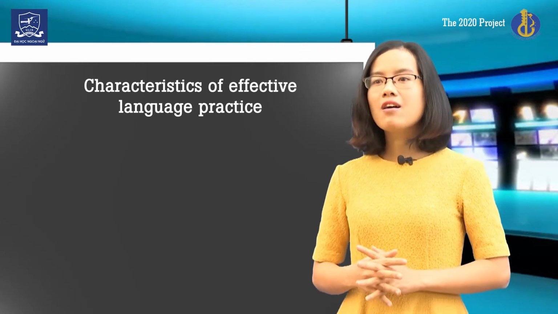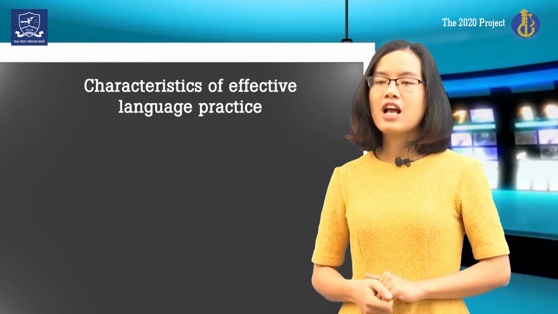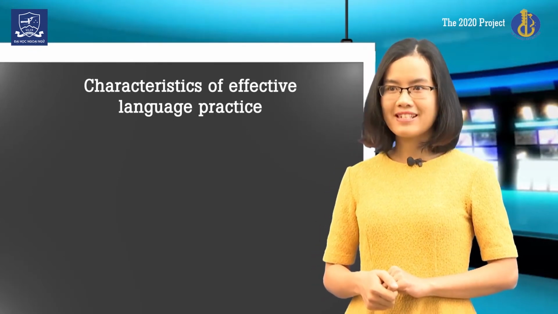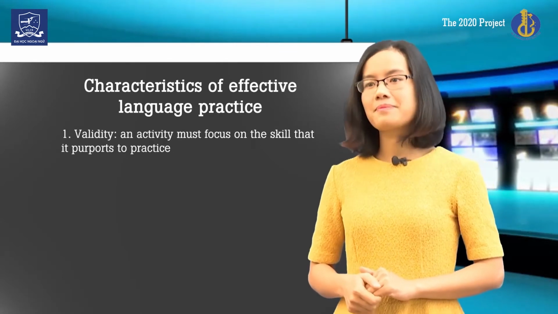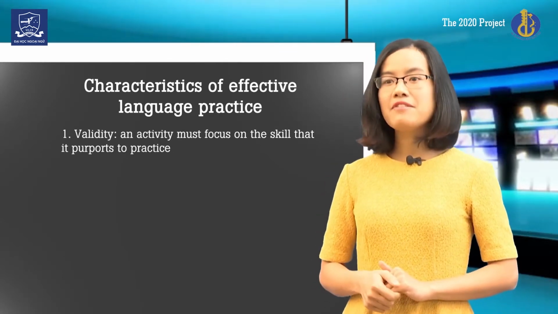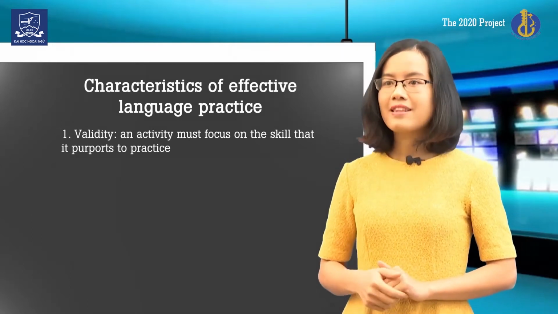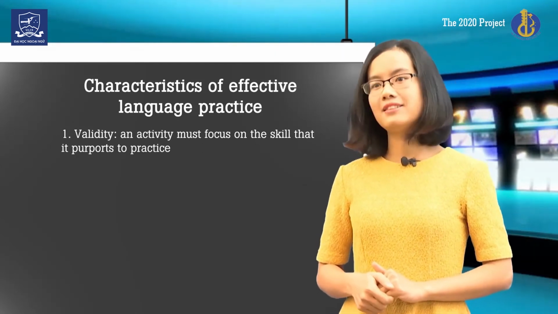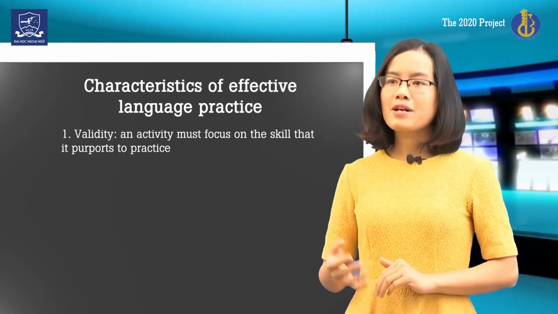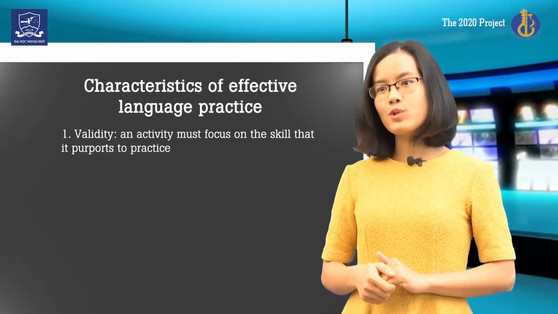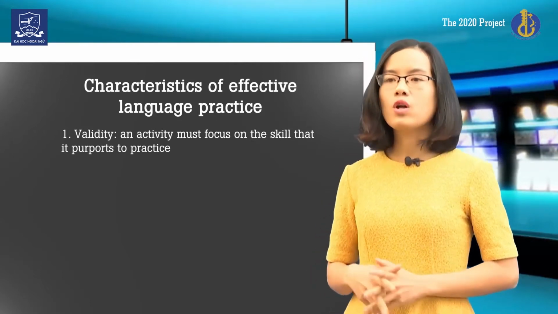Alright, here are 7 key features of an effective practice activity according to Ur 2009. The first feature is validity. Validity requires that an activity must focus on the skill that it purports to practice. In other words, a speaking activity must primarily focus on students talking instead of listening to the teacher or listening to the tape.